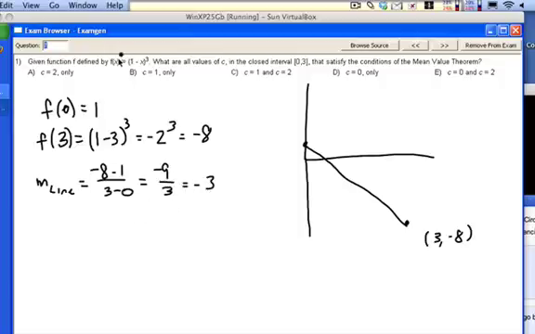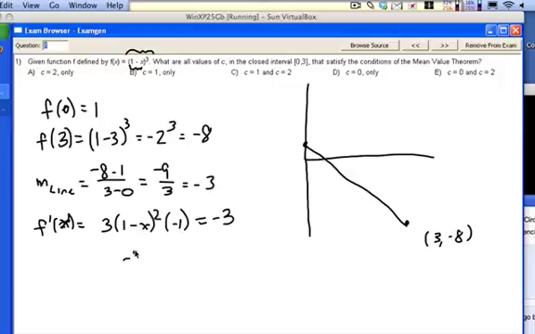We need to figure out where the derivative of the function is equal to negative 3. So let's figure out f prime of x. That's going to be 3 times (1 minus x) squared times negative 1. Remember the chain rule? We've got the outside function, stuff cubed, times the derivative of the inside function. When does that equal negative 3? Negative 3 times (1 minus x) squared equals negative 3, so (1 minus x) squared equals 1.